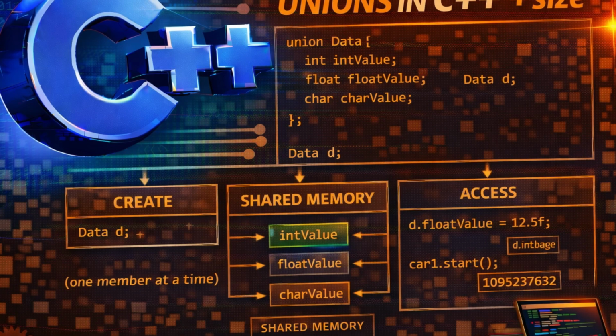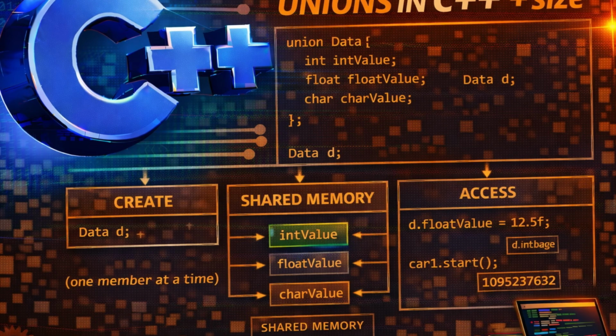The singular active member rule is what makes the memory sharing possible, but it forces the programmer to meticulously track which type they last stored, usually with some external variable. If you could have two active members, you'd just have a struct. You'd need two memory locations, and that defeats the entire purpose.